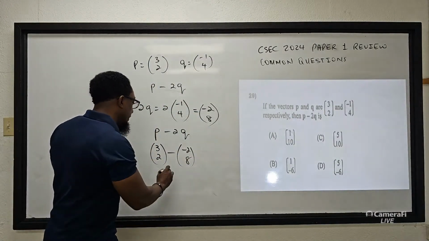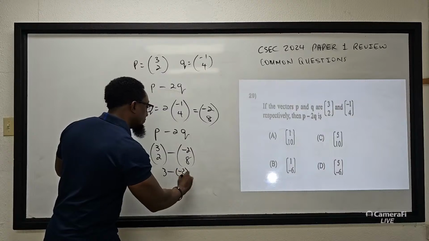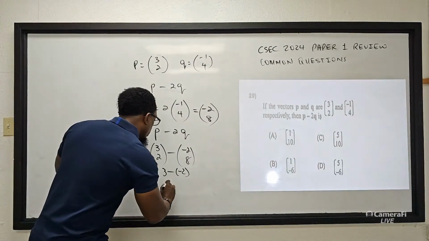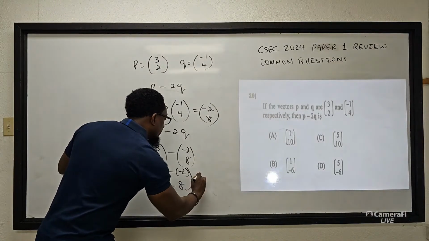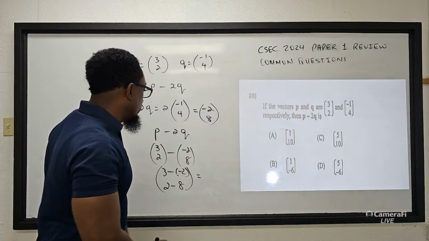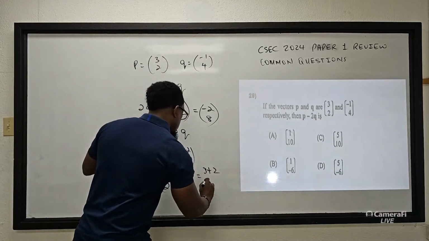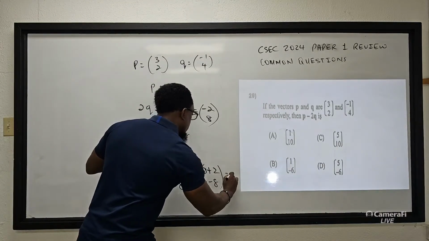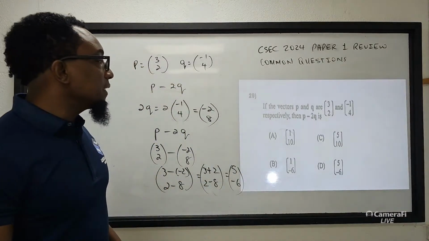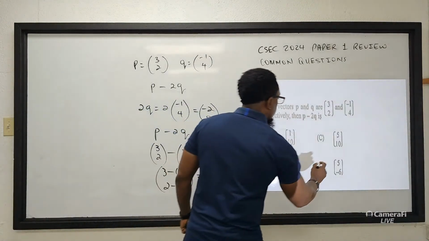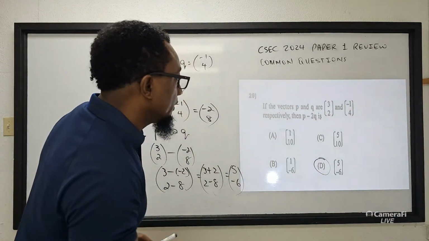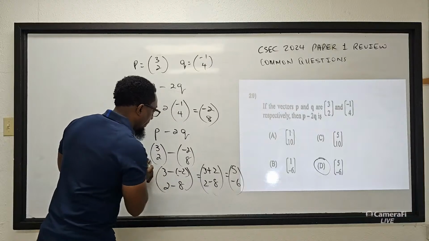So this will be 3 subtract negative 2, so we look at our vector subtraction here, and this is 2 subtract 8. A minus by a minus is a plus, so I'm going to get 3 plus 2, and 2 subtract 8, which will give me (5, -6). So the answer there for 29 is D. Alright? So let's move on to question 30.